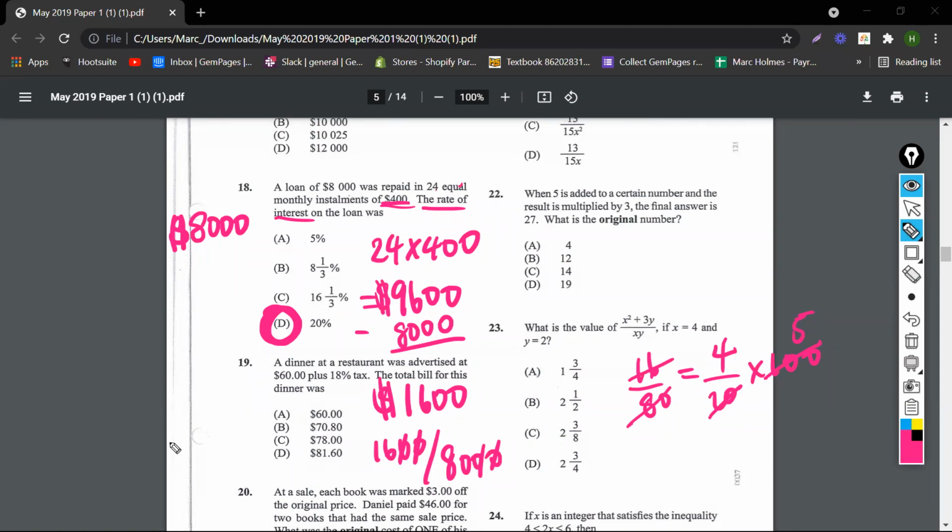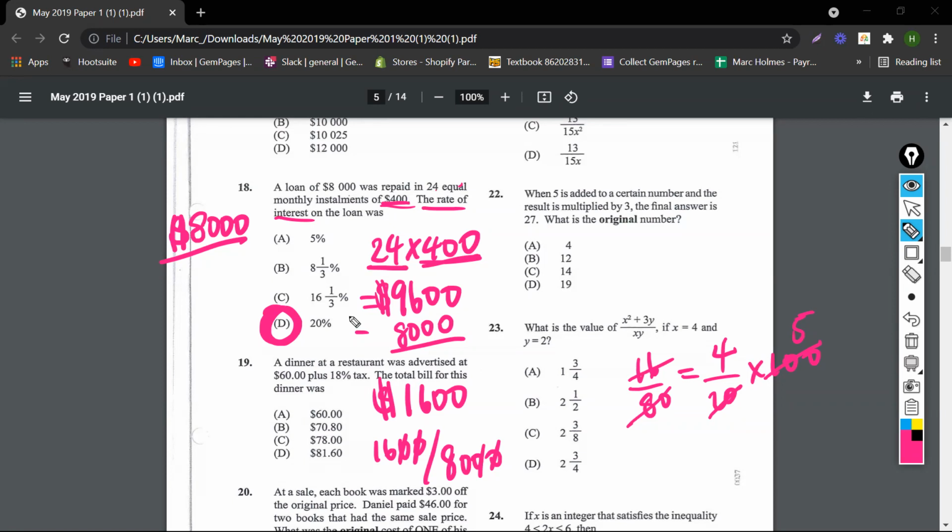Remember, the first thing is I borrowed $8,000. So guys, just pretend that I just lent you guys $8,000. Everybody, I just lent you 8,000, right? But you have to pay me back $400 every month for 24 months. Cool? You have to pay me back the money, but you have to pay me back $400 every month for 24 months.